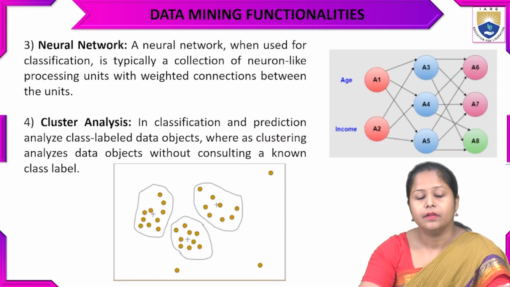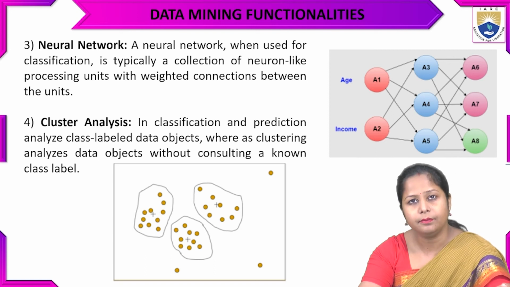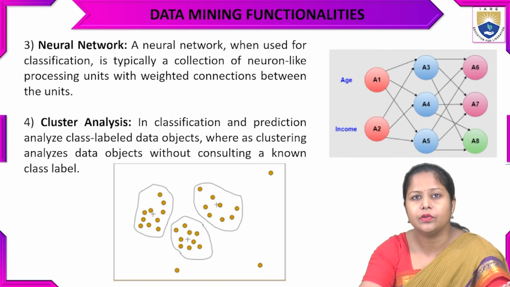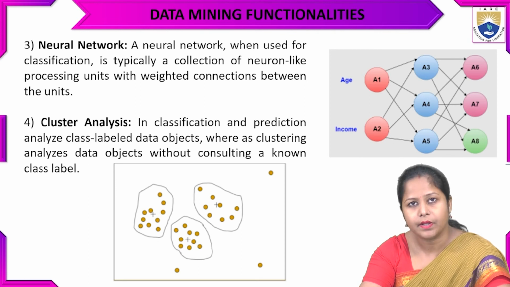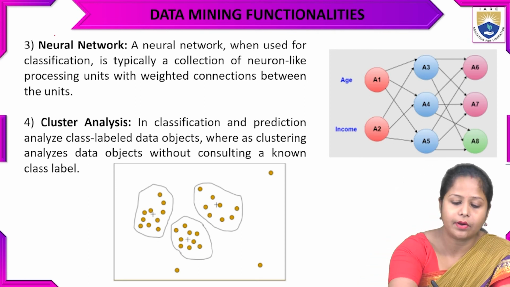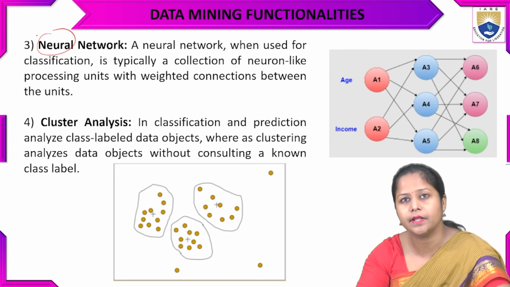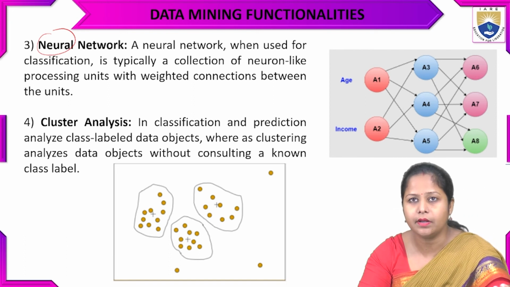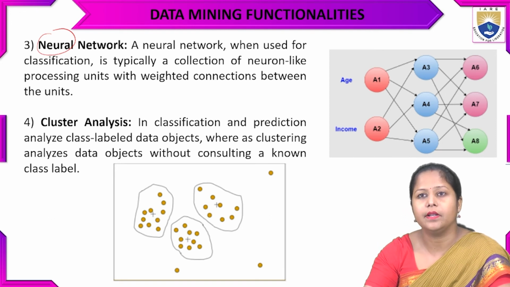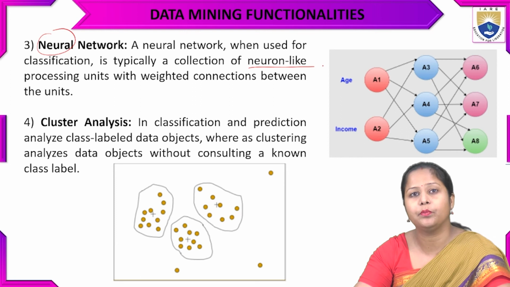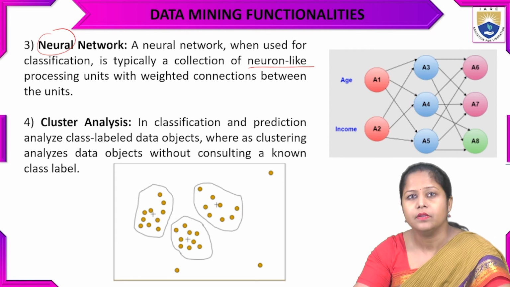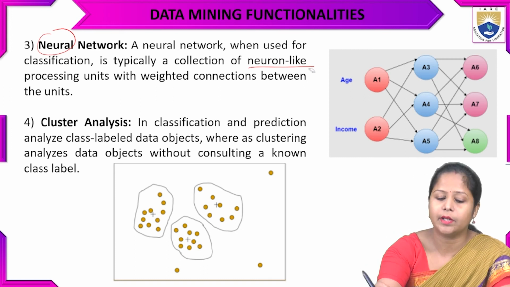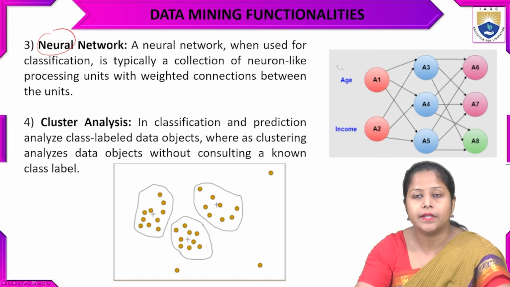Neural network. A neural network is basically used for classification. It is typically a collection of neuron-like processing units. That's why we call it a neural network. Network is nothing but the combination of some nodes, and neural is nothing but the neuron-like processing units model. It is typically a collection of neuron-like processing units with weighted connections between the units.